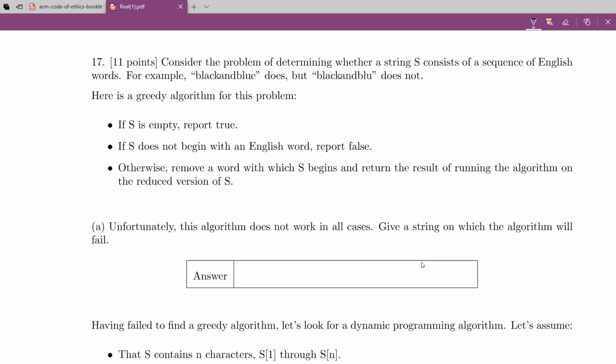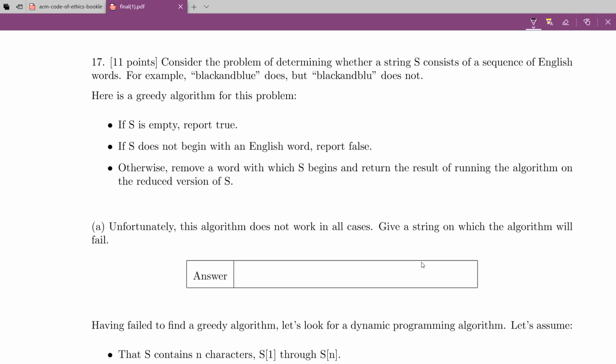Okay, I want to determine whether a string S consists of a sequence of English words. For example, black and blue does, but black and BLE does not. So here's a greedy algorithm. If the string is empty, you report true. Yeah, it's a sequence of 0 English words. If S does not begin with an English word, report false. Otherwise, remove a word with which S begins and return the result of running the algorithm on the reduced version of S. Okay, does that work or not?